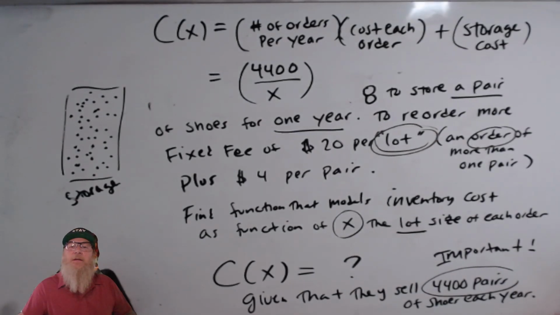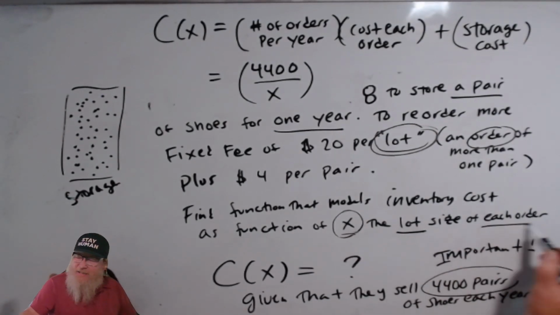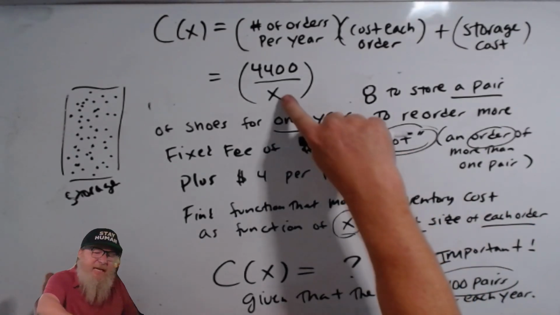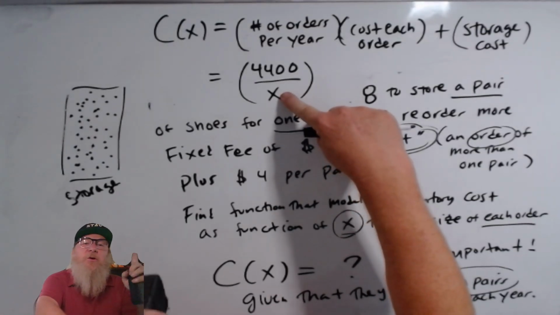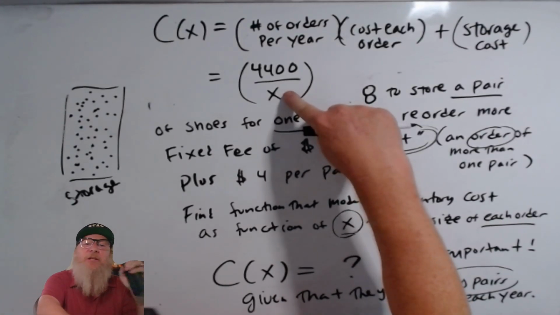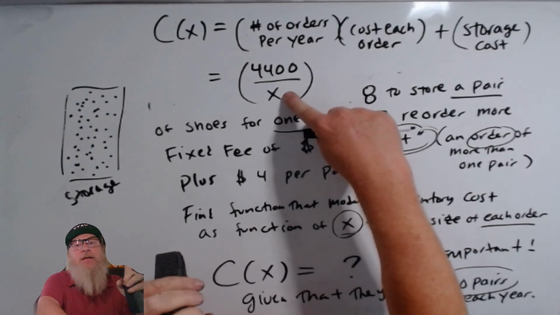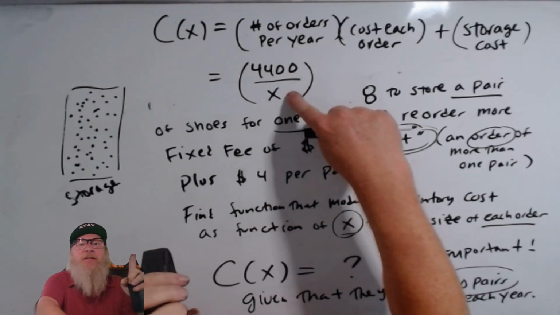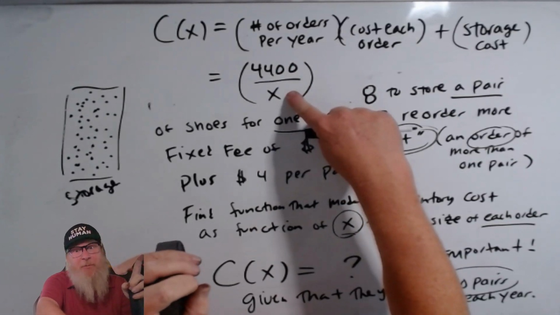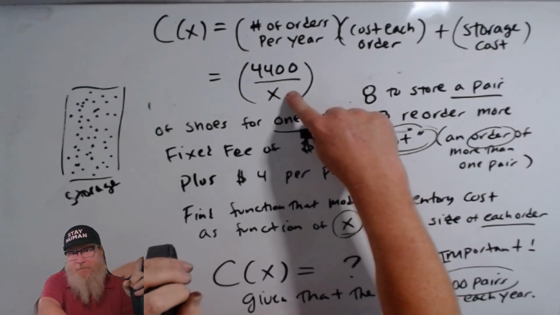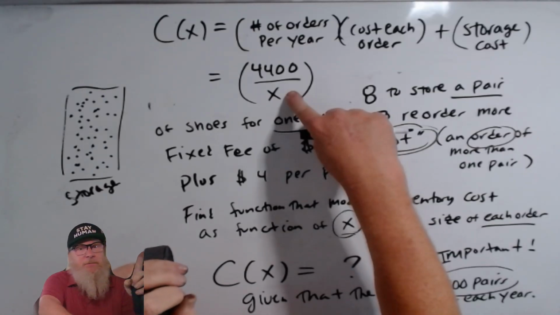All right? Because X is the size of each order. So for example, a real simple example, if I only order one pair of shoes at a time, 4,400 divided by 1 means I have to place 4,400 orders that year. That's pretty stupid, right? Not very smart.